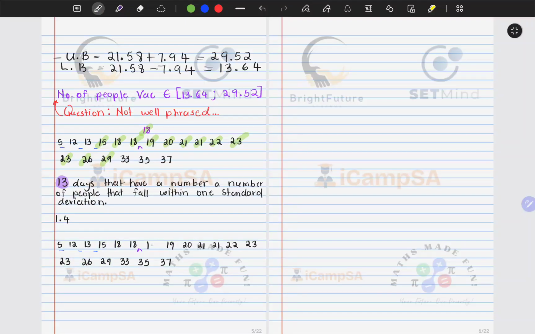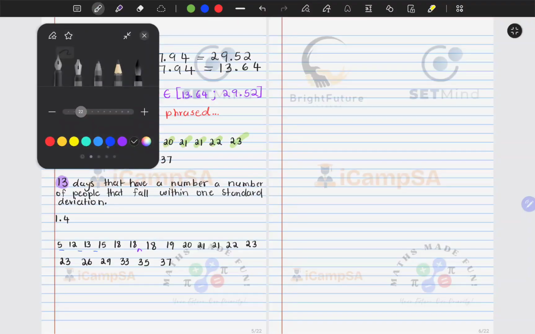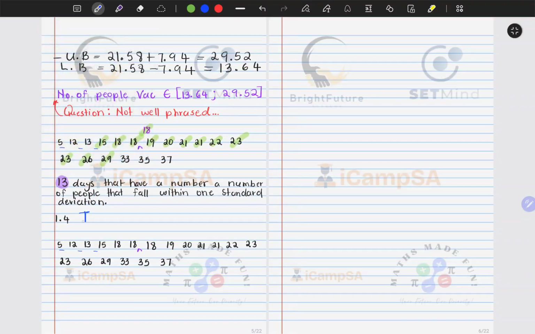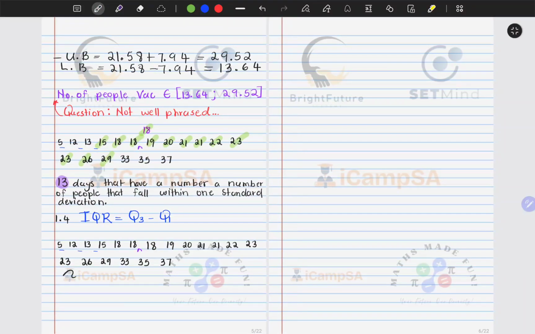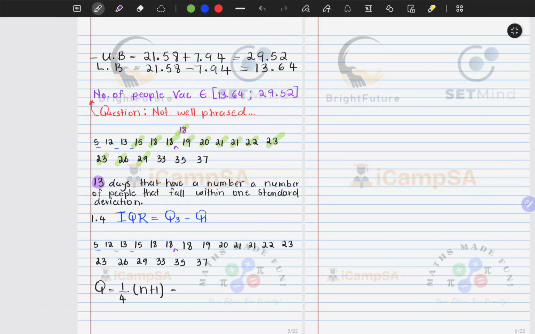So let's put in another 18. So we're looking for the interquartile range, and we know the interquartile range is given by Q3 minus Q1. So what I'm going to try and figure out is what is Q1? For Q1, I'm just going to use this formula here, n plus 1. Remember that for n, we have 19.